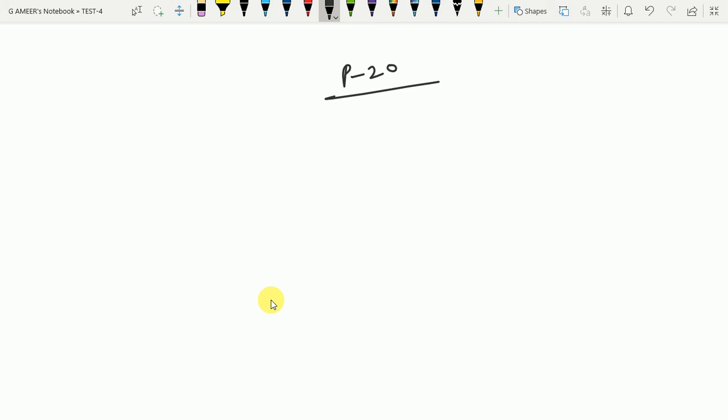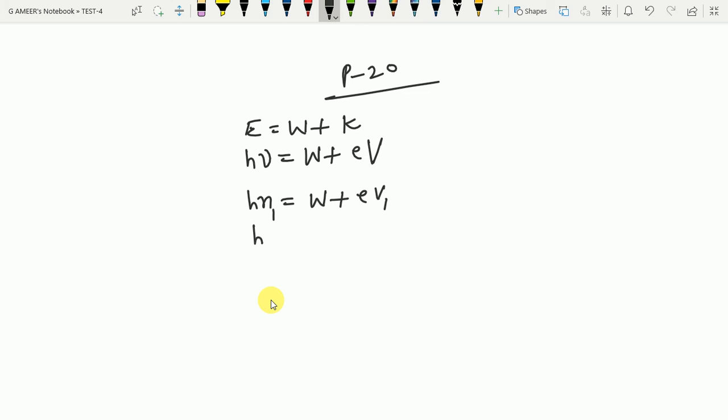So again the same problem, E is equal to work function plus kinetic energy. So kinetic energy can be written as h nu, that is the frequency. Work function plus kinetic energy, where E into the stopping potential. In the first case they have given h nu1 equals work function W plus E V1. In the second case h nu2 equals work function plus E V2.